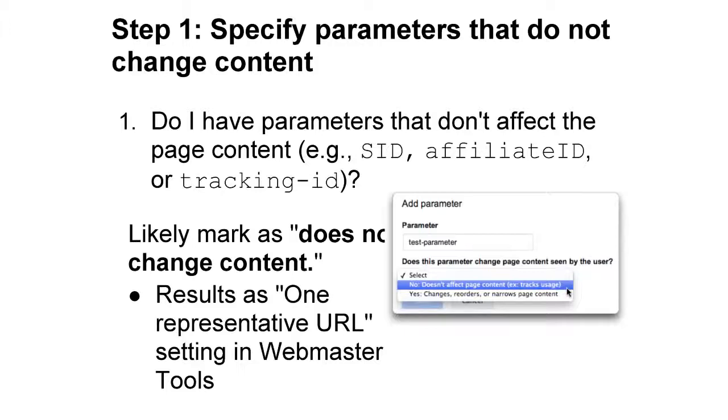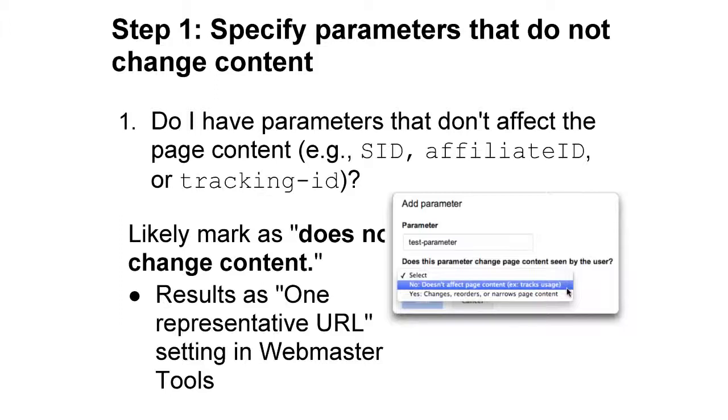Step 1 is to specify parameters that don't change the page's content. So you can ask yourself, do I have parameters that don't affect page content? Things like a session ID, an affiliate ID, or a tracking ID. These types of parameters don't change page content, and so in the future, you can actually mark them as does not change content. And once you've set that, Webmaster Tools will put one representative URL as the setting, and then Googlebot will act accordingly.